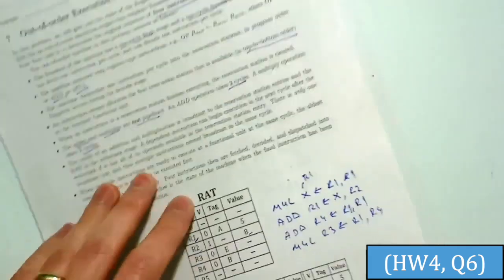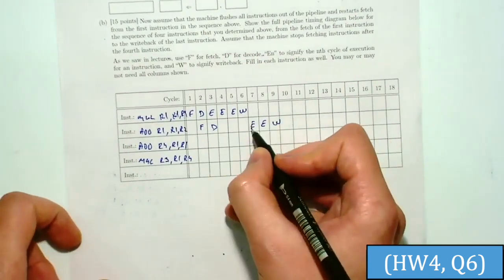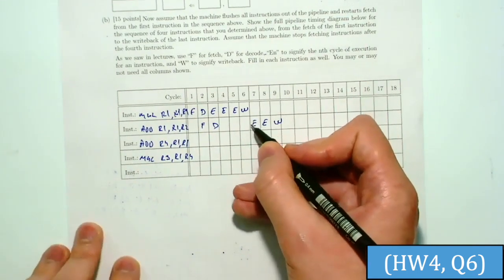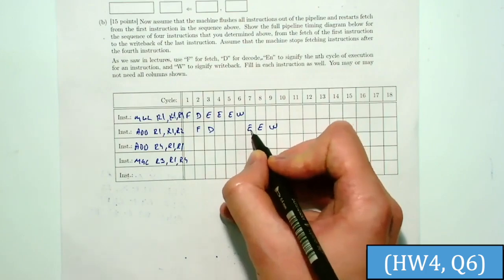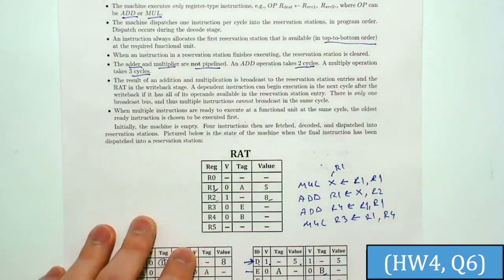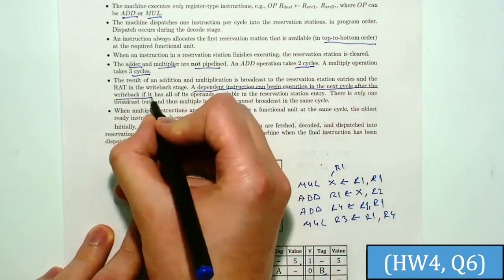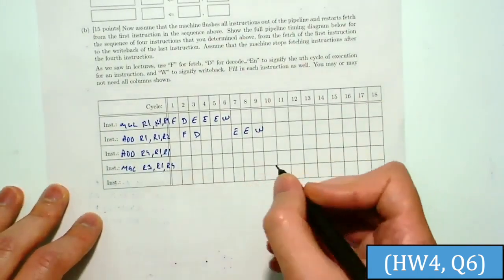So in the question, this information will always be provided. So try to find this part to determine whether execution can start at the same cycle in which the destination register is written, or it can start after it. So in this specific question, it cannot start, so I cannot put E here. I have to put E over here after the write back stage. And that information is, let me find it. Yeah, a dependent instruction can begin execution in the next cycle after the write back if it has all of its operands available, okay?